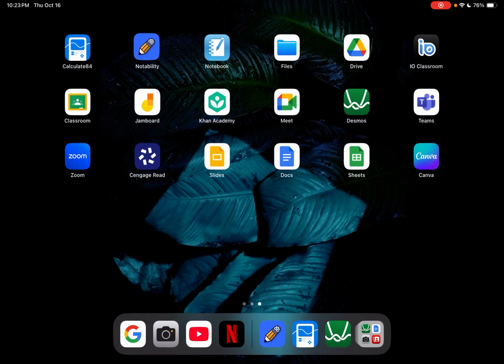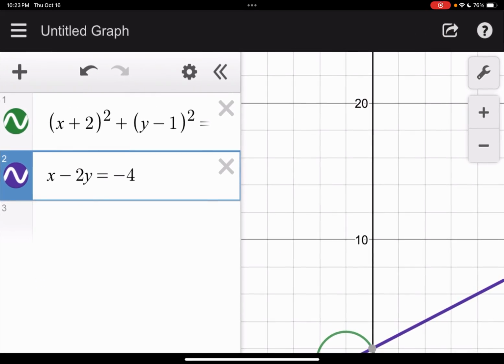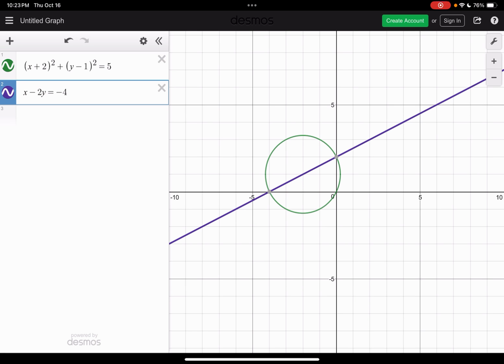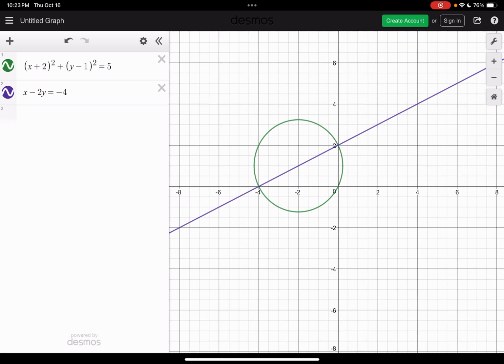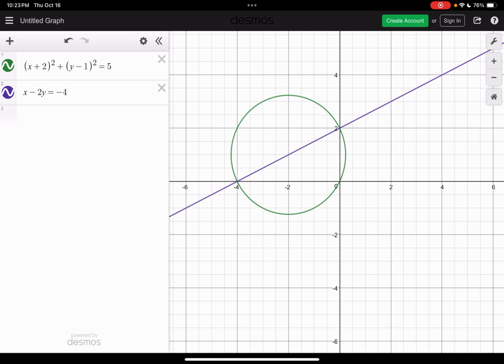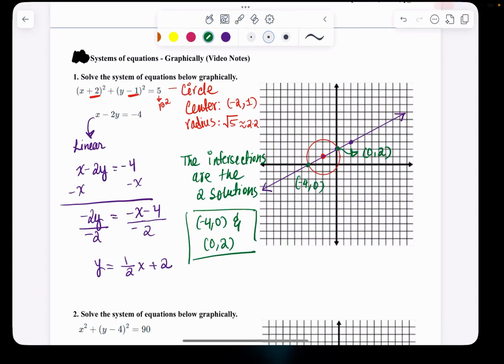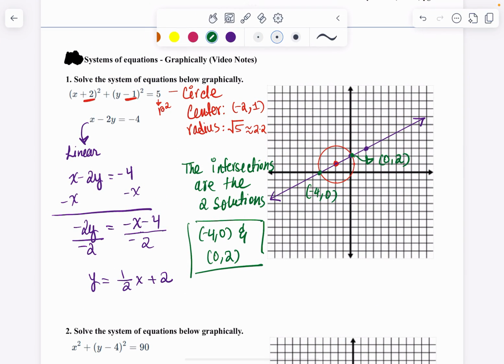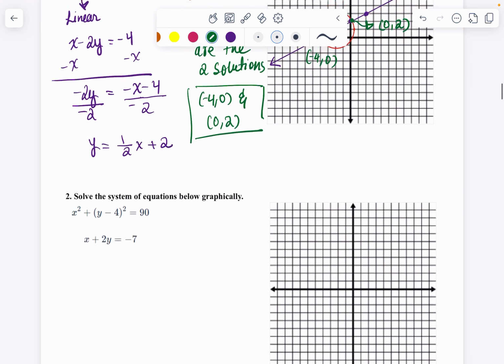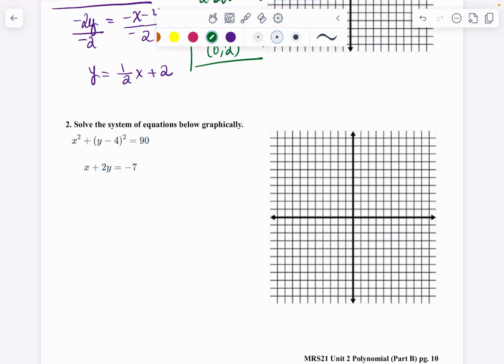I went ahead and graphed it on the Desmos calculator. Notice that in Desmos, I didn't even get the y by itself, and I plotted it just the way it is. If I click on the intersections (0, 2) and (−4, 0), that's our answer. Unfortunately, when it comes to circle functions, you cannot graph them on a TI-84, so you really need to know how to plot the points for that. Okay, all right, that being said, let's take a look at our next one. Once again, we have a circle and a linear situation.